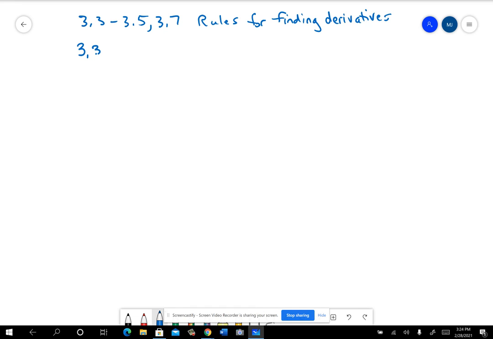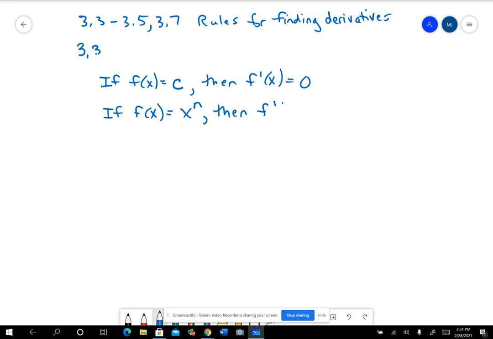Okay, for one, it says if your function is just some constant, then the derivative of that function is 0. All right, then there's one that says if your function is a power function, x raised to some power, then the derivative of that function can be found by putting the exponent down in front, x raised to the n minus 1 power. This is what we would get if we had used the difference quotient, but we just don't have to.